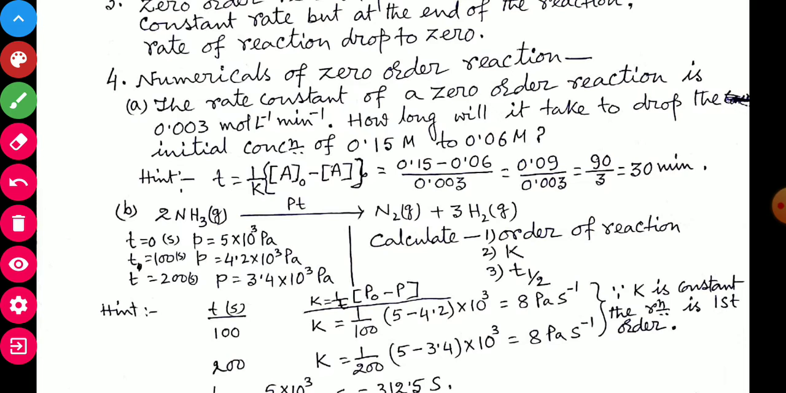Next, question B. 2NH₃ gas on platinum surface gives catalytic decomposition to nitrogen and hydrogen. At t = 0, pressure P = 5×10³ Pascal. At 100 seconds, P = 4.2×10³ Pascal. At 200 seconds, P = 3.4×10³ Pascal. Those are total pressures. Calculate order of the reaction, k and t½. Hints are given.